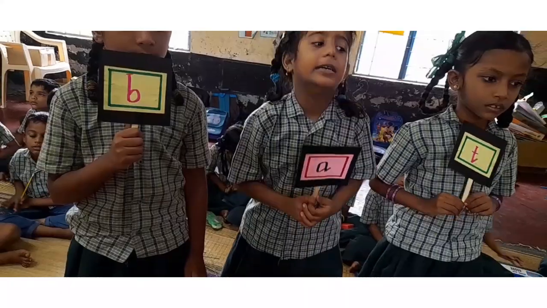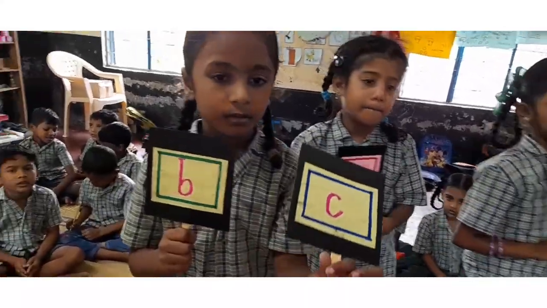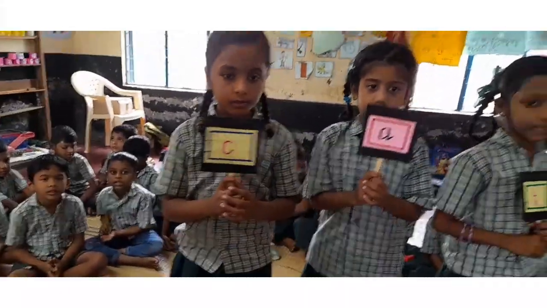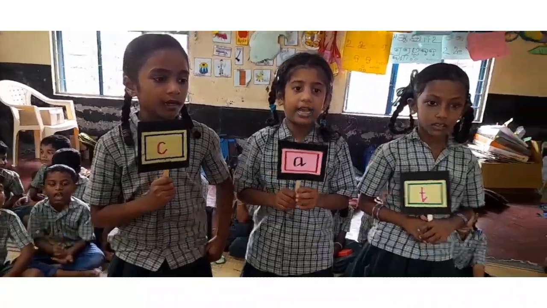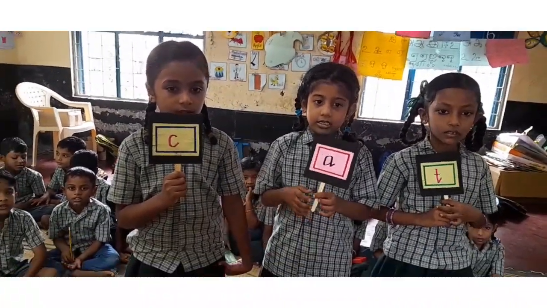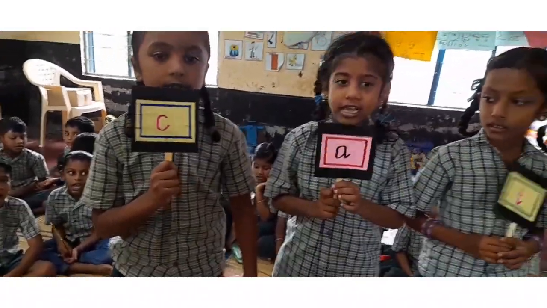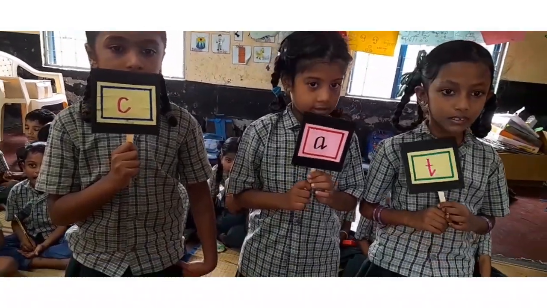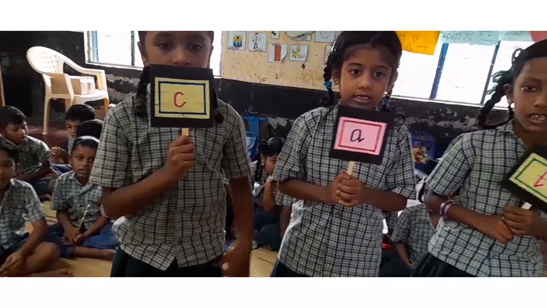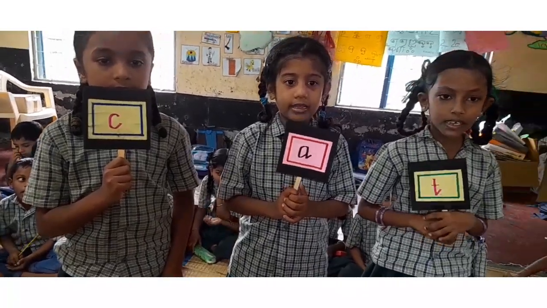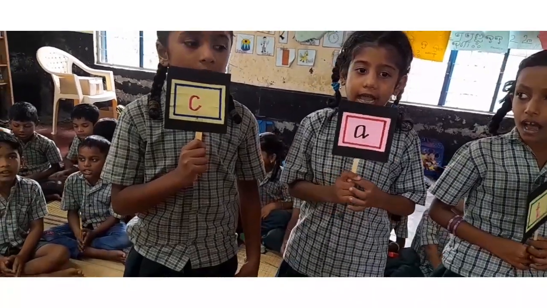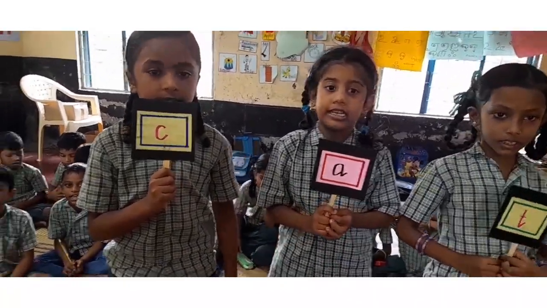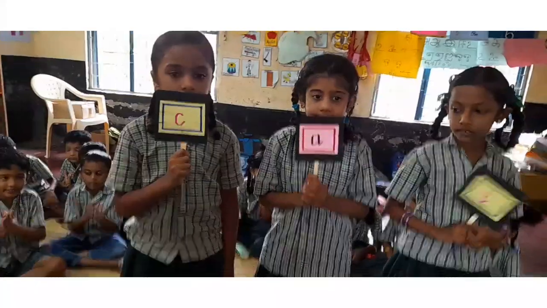Okay. Next sound. C. What is the sound of C? Very good. What is the sound of C? K. A. T. Cat. Say. Cat. Now all of you say. K. Very good.